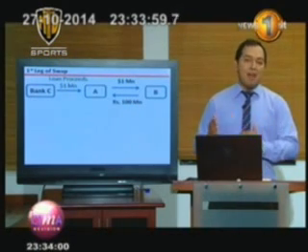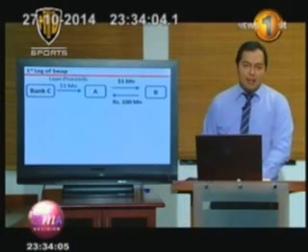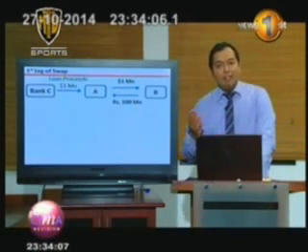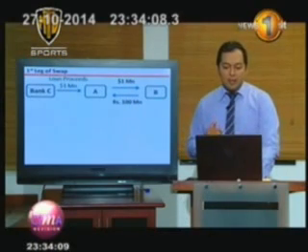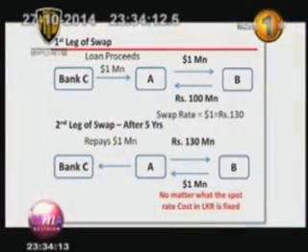So your counterparty also needs to be agreeable to your swap. And at the time of making this agreement, you fix the rate at which you re-swap your dollars for rupees at $1 is equal to rupees 130. What does this mean? At the time B gives you back $1 million, for each $1 you have to pay him 130 rupees.